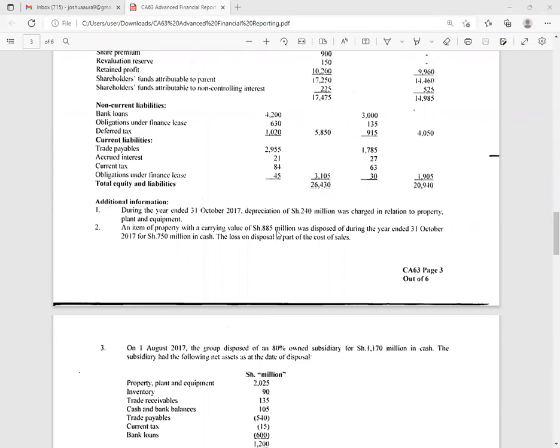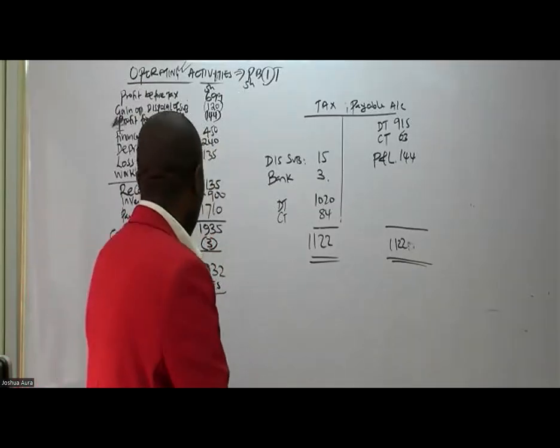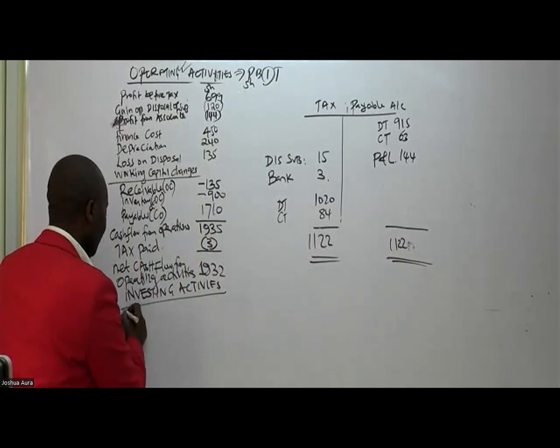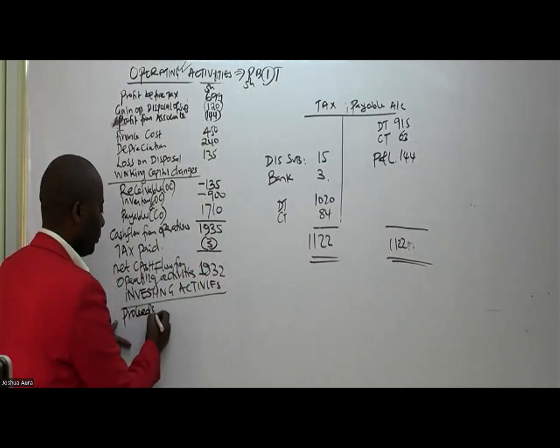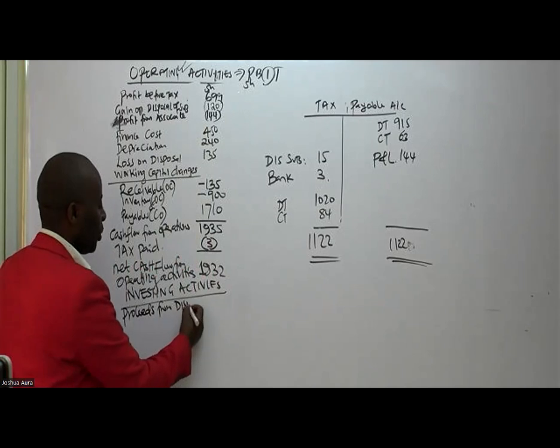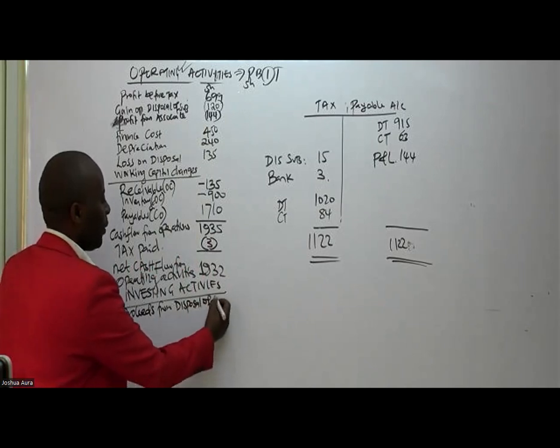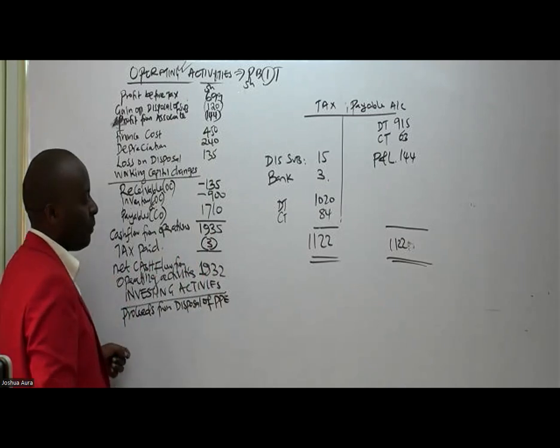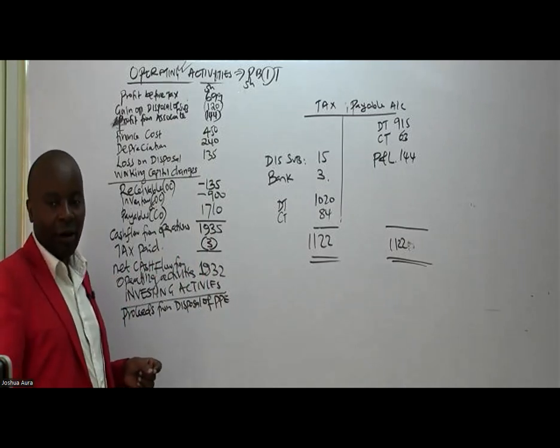Whose carrying value is 885 million, was disposed of during the year ended 31st October 2017 for shilling 750. So we had the PPE that was disposed. I'm concerned not with the carrying value. I'm concerned with the cash that I received, from the disposals account. I hope you're able to remember that bank. So in this case here, we have proceeds from disposal of PPE, property, plant, and equipment.